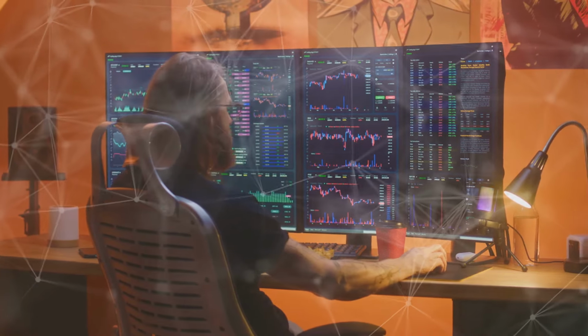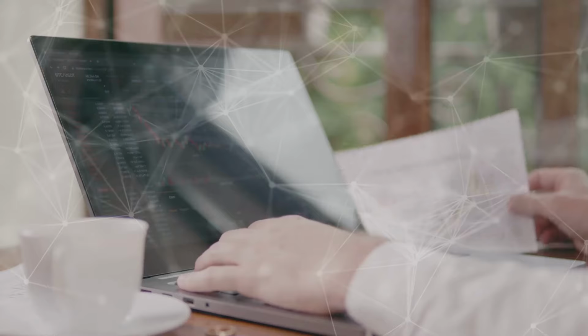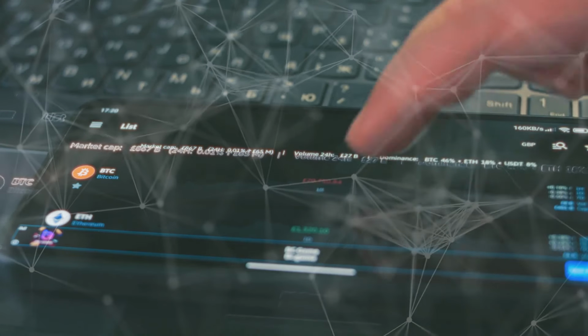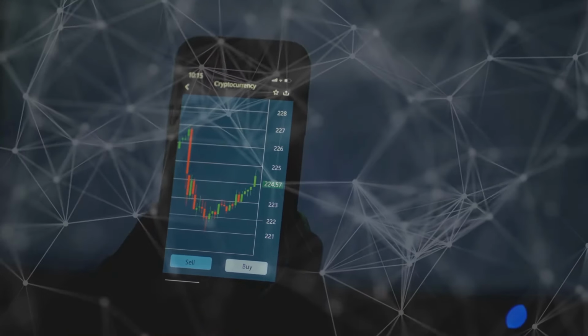Practice with a demo account. It provides a risk-free environment to test strategies. Use a combination of indicators. Incorporate moving averages, RSI, and MACD. Avoid cluttering your charts with too many indicators.